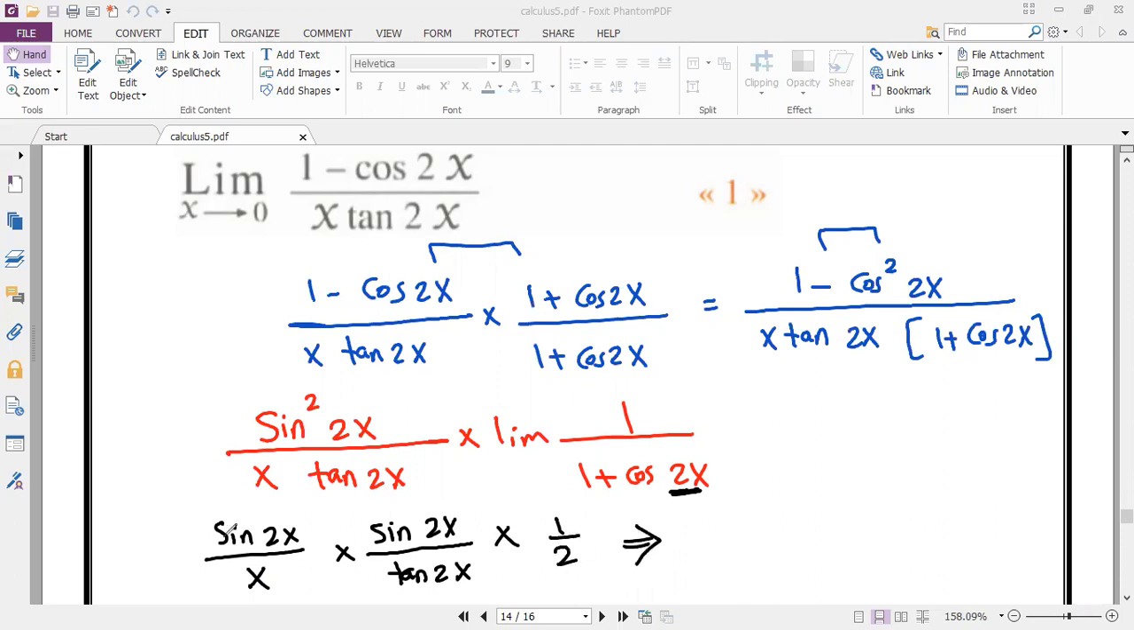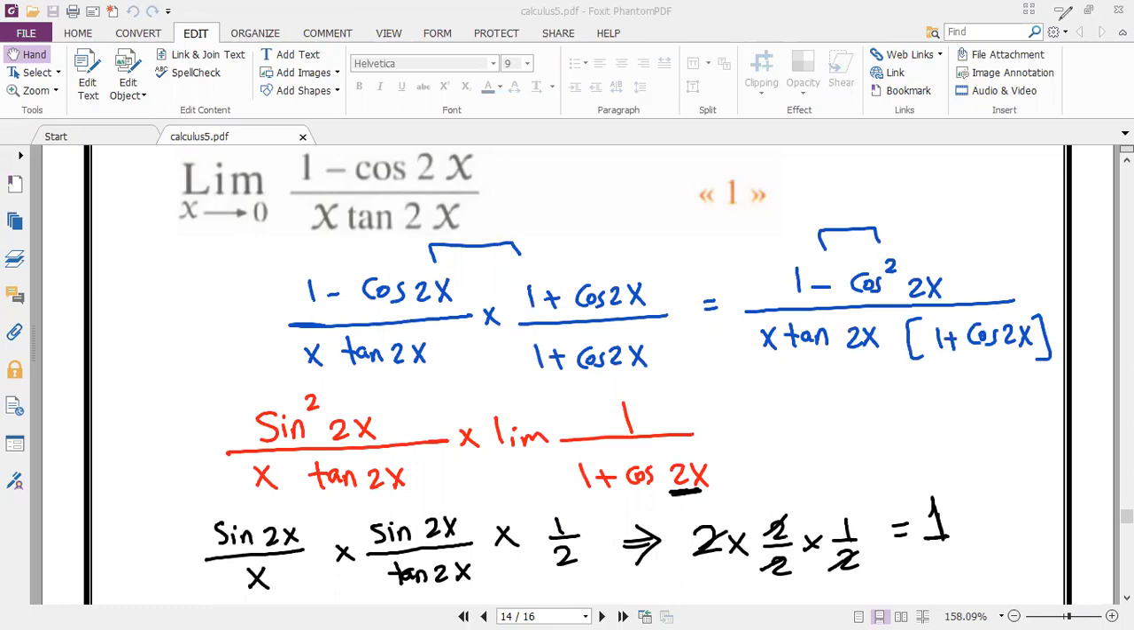Okay. Sine 2x over x, we can apply the rule. So that is going to be 2 times sine 2x over 2x. This one here is going to be 2 over 2, which is 1, multiplied by half. So that cancels 2 and 2, and that will be equal to 1.